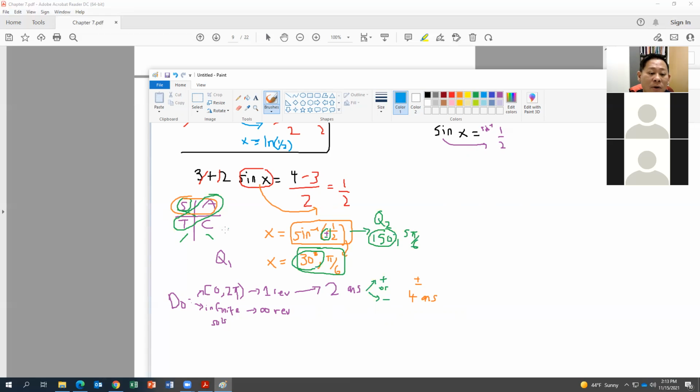And cosine only works for quadrant 1 and quadrant 4. That's why you got two answers each. And if you got plus and minuses, then you will get four answers. Okay, so this is how we figure out if they have one revolution.